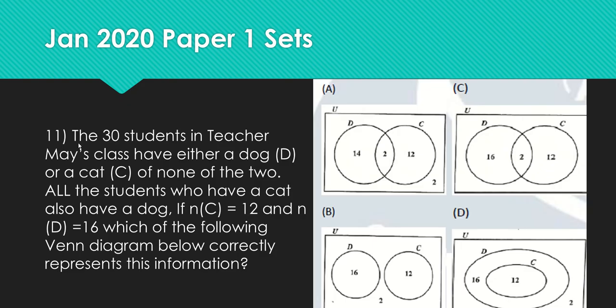Right, this is our next repeated question. The 30 students in teacher May's class have either a dog or a cat or none of the two. All students who have a cat also have a dog. As soon as you read that statement, you know it's a subset, so the answer is D.